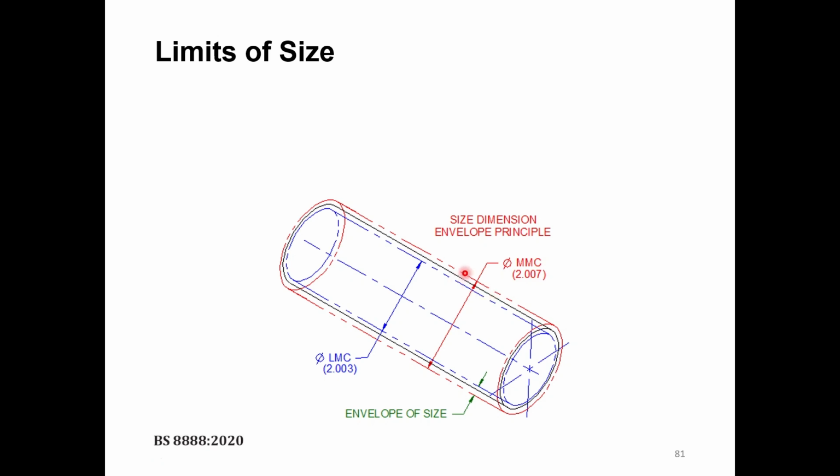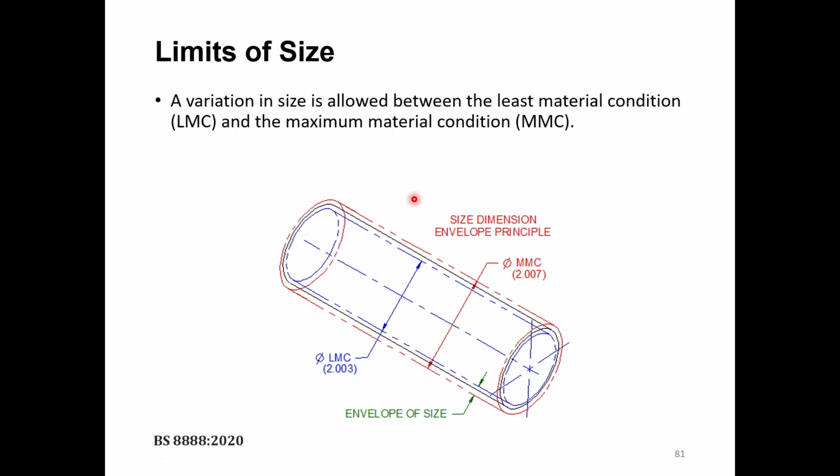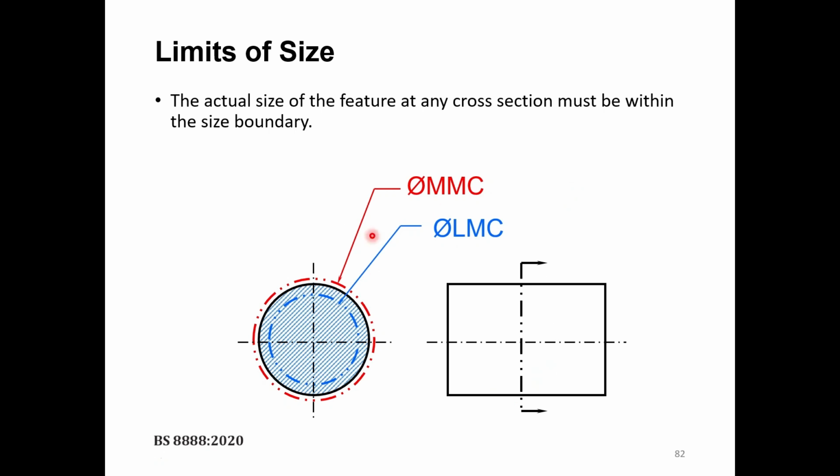This is the tolerance that is given, and the real shaft diameter in the end after manufacturing could be anywhere between this. This is the permissible tolerance that is given to the manufacturer. So any diameter within this range should be acceptable by the inspector. A variation in size is allowed between the least material condition and the maximum material condition. The actual size, the black circle here, the actual size of the feature at any cross section, must be within this size boundary, the least material condition and the maximum material condition.